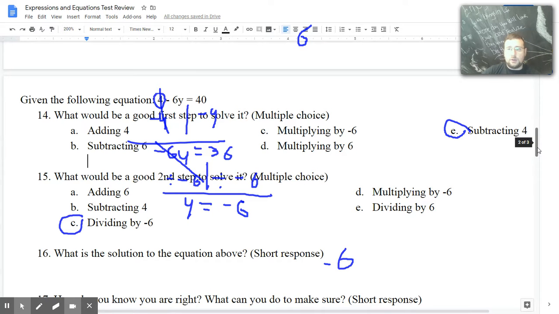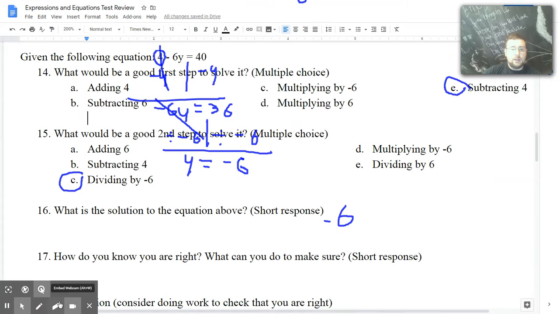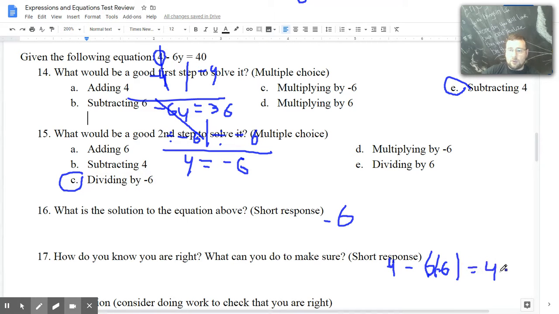There's an extra question here, which is, what would you do to make sure you are right? Well, you have to plug it back into the original equation to see if it would actually be true. You can do this by doing 4 minus 6 times negative 6, which is my answer. And is that going to be equal to 40? Well, we copy down the rest. 4 minus 6 times negative 6 is 4 minus negative 36. Let's see if that's equal to 40. We have to slash and slash. 4 plus 36 is 40. So 40 equals 40. We have the right answer.